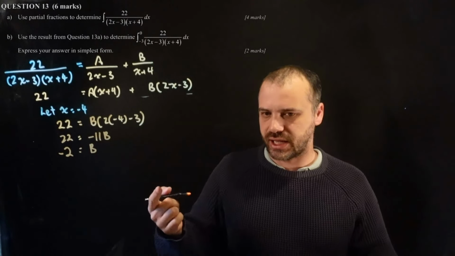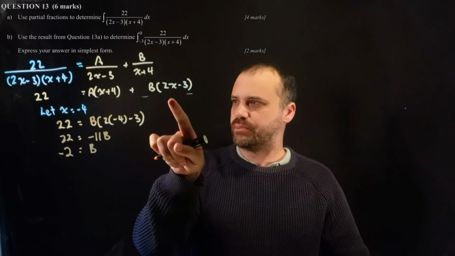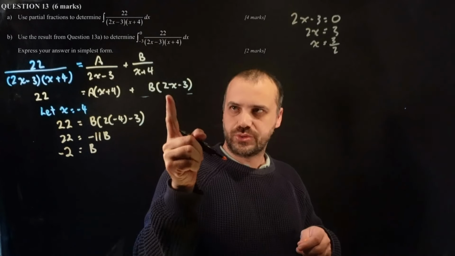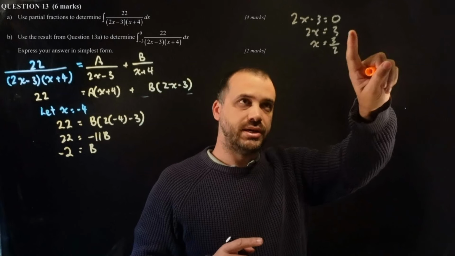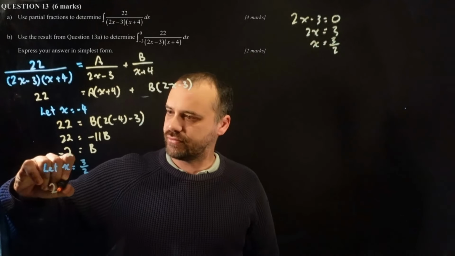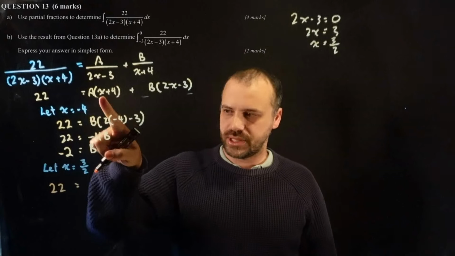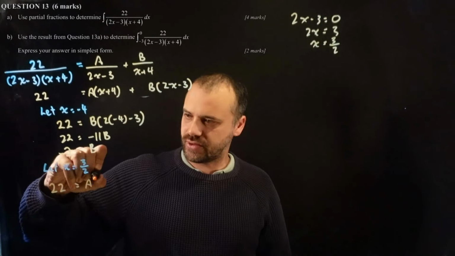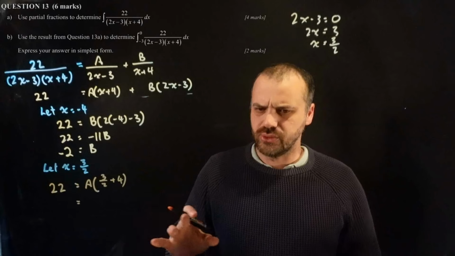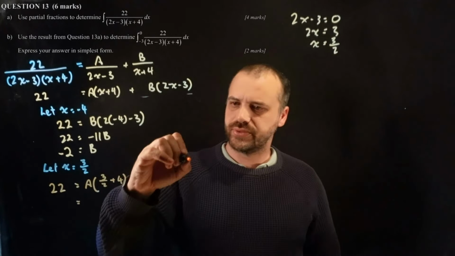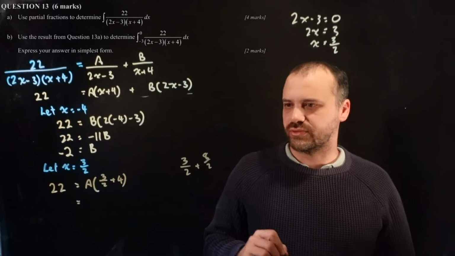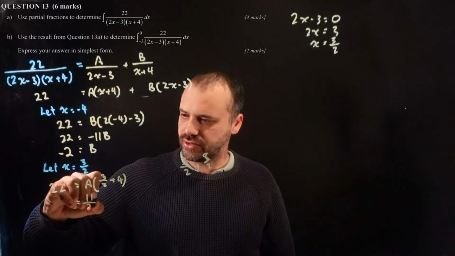And we do the same thing for a. So what do we need to let x equal to make this whole thing 0? I might need to work that out. For 2x minus 3 to equal 0, 2x equals 3, x equals 3 over 2. I need to let x equal 3 over 2. And then we do the same thing again. We have 22 on the left-hand side. We sub in 3 over 2 for x here. So we have a bracket 3 over 2 plus 4. And then, this is pretty ugly here. 3 over 2 plus 4. 4 is the same as 8 over 2. So I've got 11 over 2.